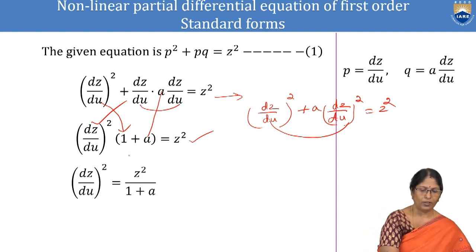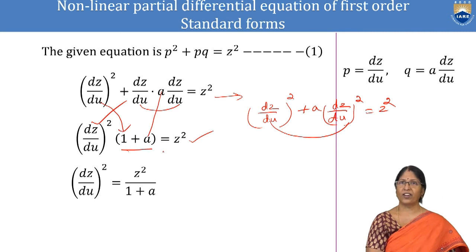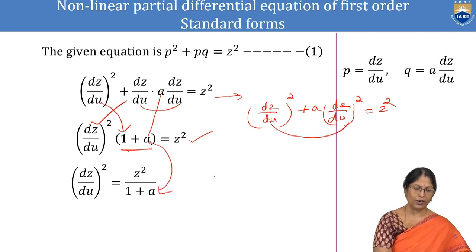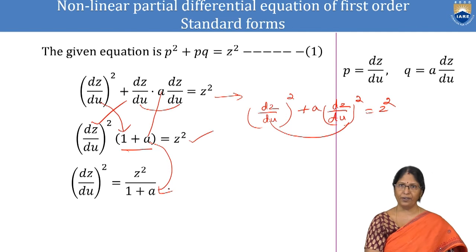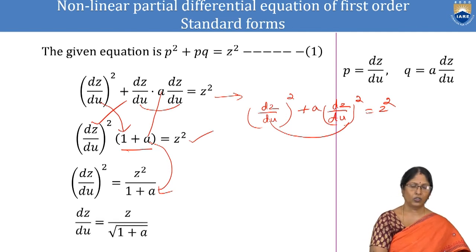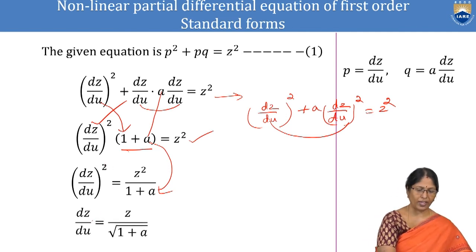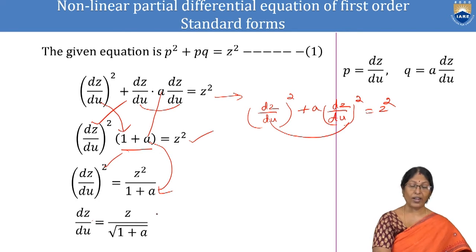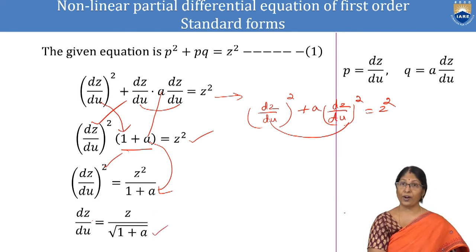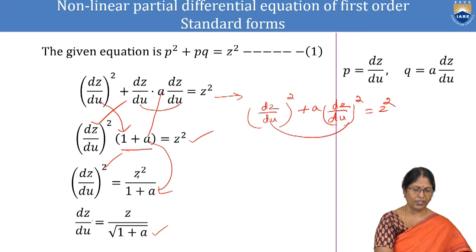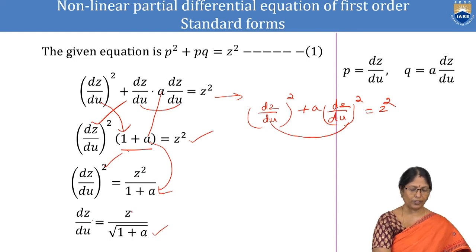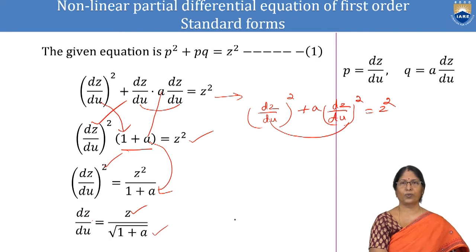Now the term 1 + a on the right hand side comes to the left side. Before, it is multiplication; if it crosses, it will become division. So (dz/du)² is there on the left side, and on the right it has become a square root. So the square root of z² is z, and 1 + a retains the root.